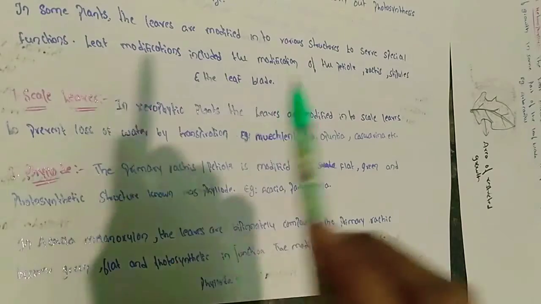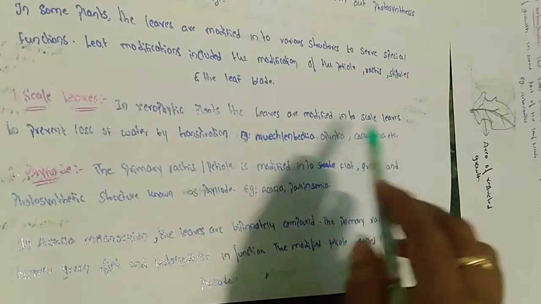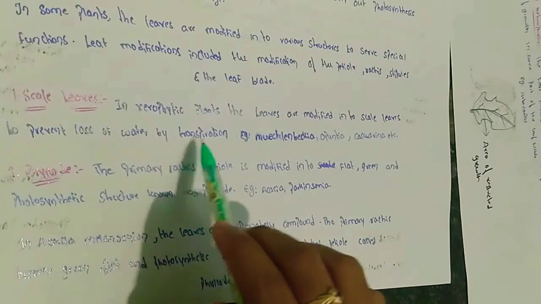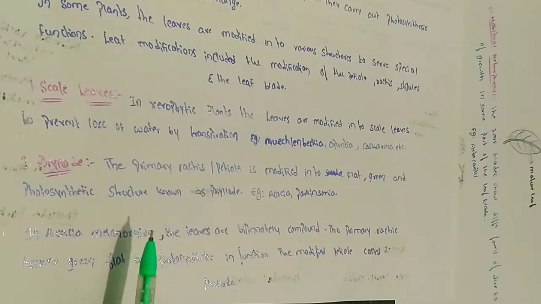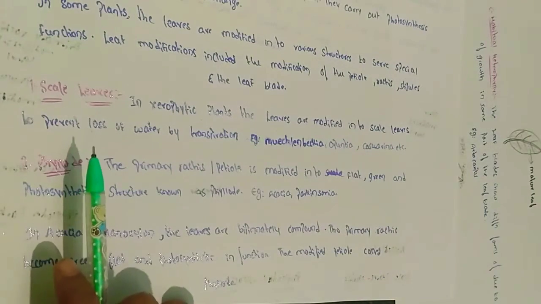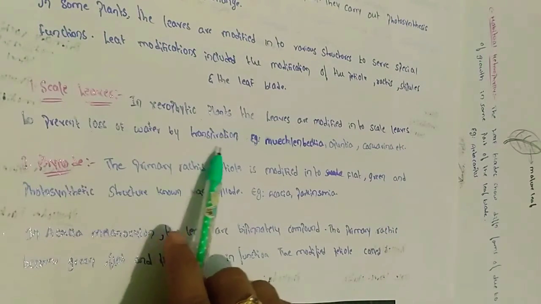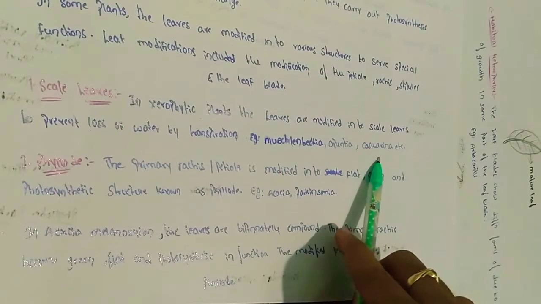First type, scale leaves. In xerophytic plants, the leaves are modified into scale leaves to prevent loss of water by transpiration. Xerophytic plants means the plants which are adapted to survive in an environment with very little water. Example, Muehlenbeckia, Opuntia, Casuarina, etc.